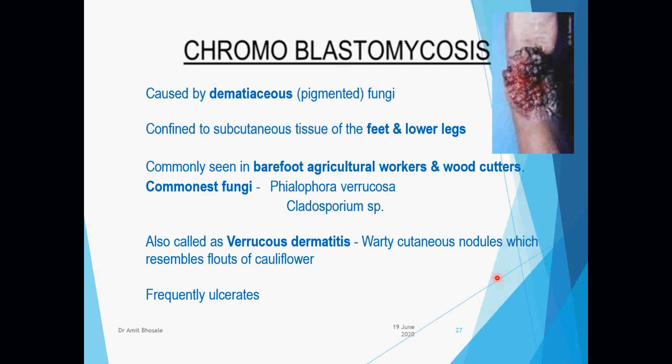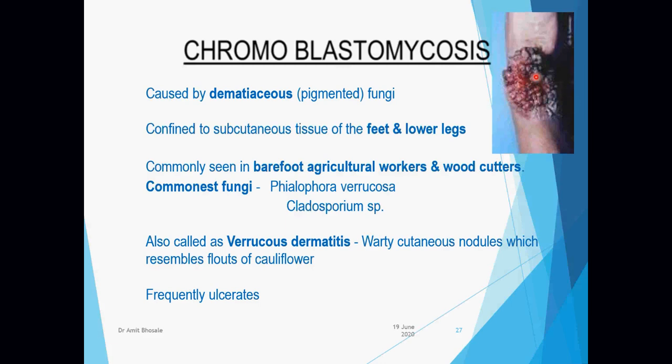Coming to the next type of subcutaneous mycosis, chromoblastomycosis, caused by the dematiaceous fungus. Dematiaceous means pigmented, black colored, so it is known as dematiaceous fungus. It is caused by dematiaceous fungi confined to the subcutaneous tissue of the feet and lower legs, commonly seen in barefoot agricultural workers and woodcutters. So again, the same group of people are involved. Commonest fungi are Phialophora verrucosa and Cladosporium species.